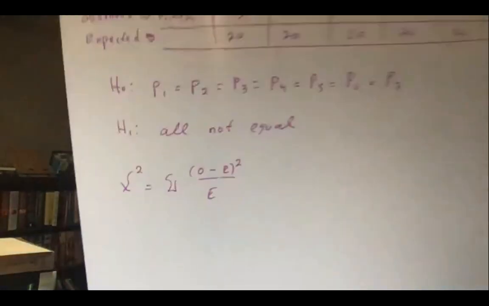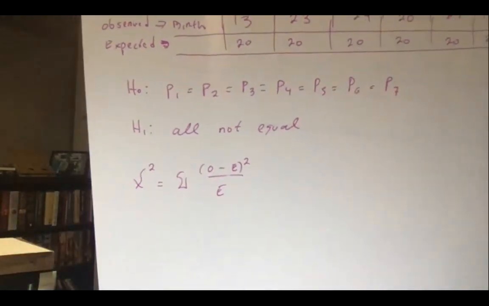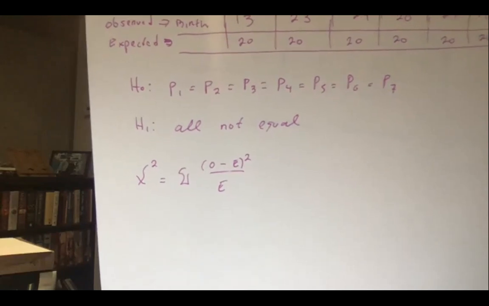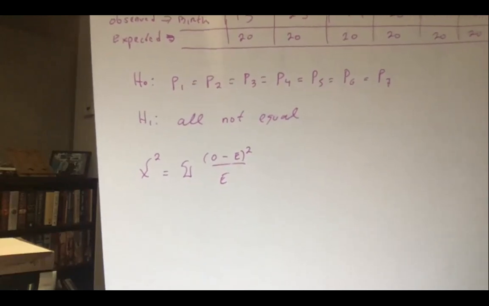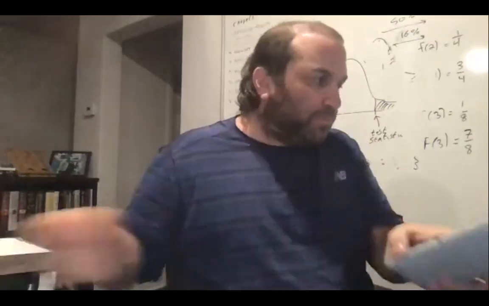And now we're going to compute the chi-squared value, which has exactly the same formula as before. It's the summation of the observed minus expected squared over the expected. And this one is actually not nearly as cumbersome as the last one. We can actually do this. So let's go ahead and do it on our calculators.